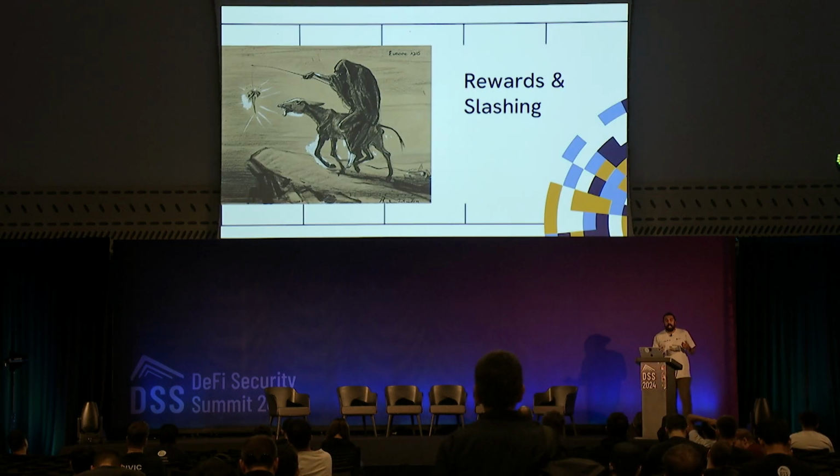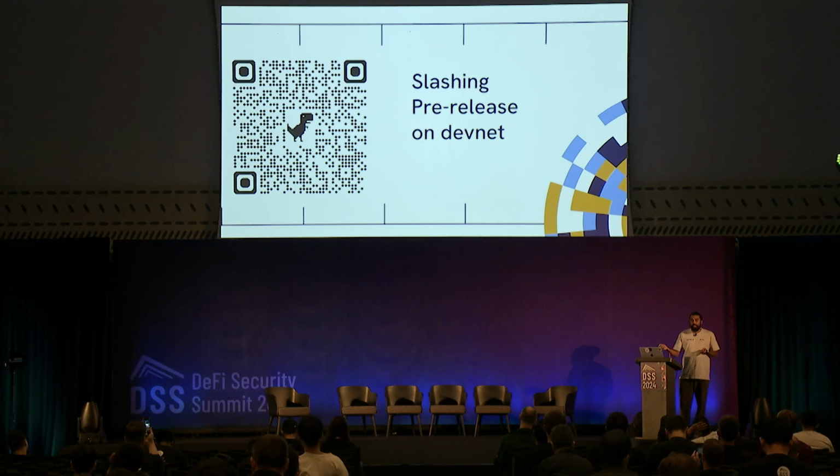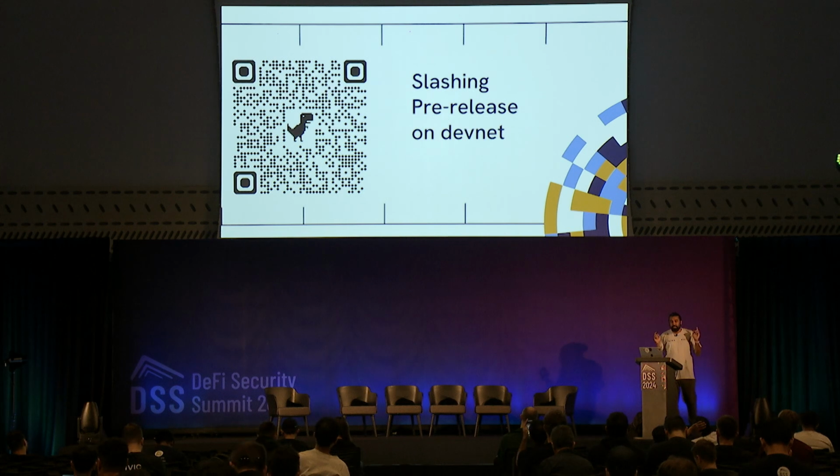Now, to have apps with commitments, you need a carrot and a stick. The carrot is the rewards. The stick is slashing. So we have rewards on mainnet already, so I will not be going into that. But what we don't have right now is slashing. So I'm really, really excited to say that we have slashing pre-release on DevNet today. So if you scan the QR code, you can find the GitHub repository, which is a pre-release. Things are going to change, but if you are excited, this is pre-audit. Things are going to change, but we are excited to put it out there.